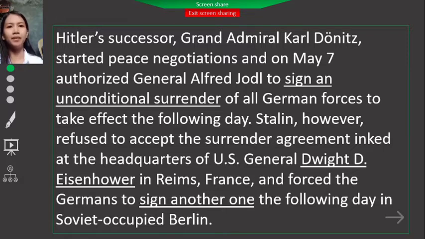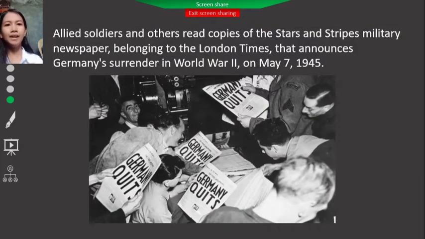Stalin, however, refused to accept the surrender agreement inked at the headquarters of U.S. General Dwight D. Eisenhower in Reims, France, and forced the Germans to sign another one on the following day in Soviet-occupied Berlin. Allied soldiers and others read copies of the Stars and Stripes military newspaper and the London Times that announce Germany's surrender in World War II on May 7, 1945.